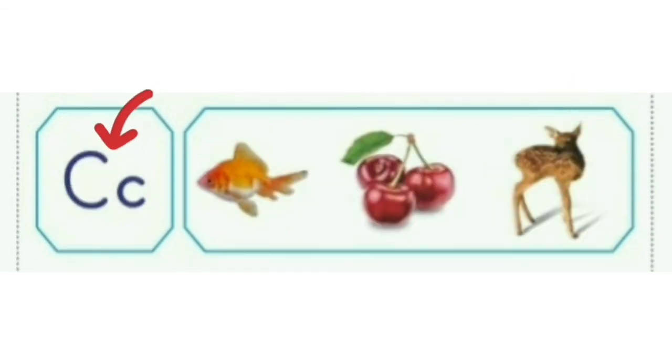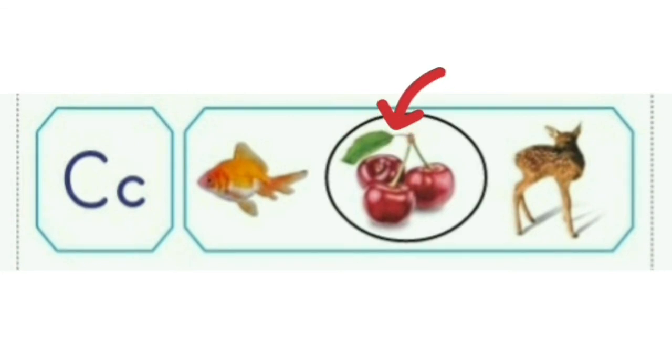Which alphabet is this? Alphabet C. Does fish start with alphabet C? No. So we will not circle it. Does cherries start with alphabet C? Yes. So we will circle them. Does deer start with alphabet C? No. So we will not circle it.